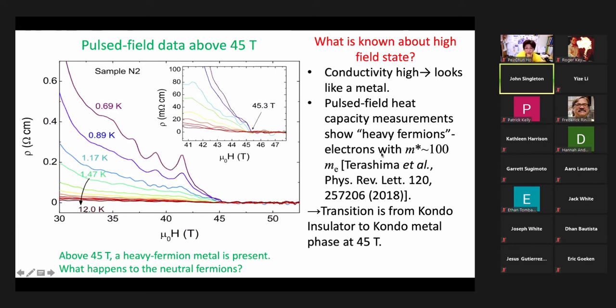I mean, this is sort of well-known physics. The Kondo effect can give heavy fermions, so heavy electrons, and they're charged. They move a bit like conventional electrons. They just look as though they're very heavy. So they're up here. Also, the conductivity is very high, so it looks like a metal. So again, it looks like these electrons, although they're heavy, are moving like normal. They have charge, and they're behaving themselves. So our transition is actually from a Kondo insulator to a Kondo metal or heavy fermion phase at 45 Tesla.